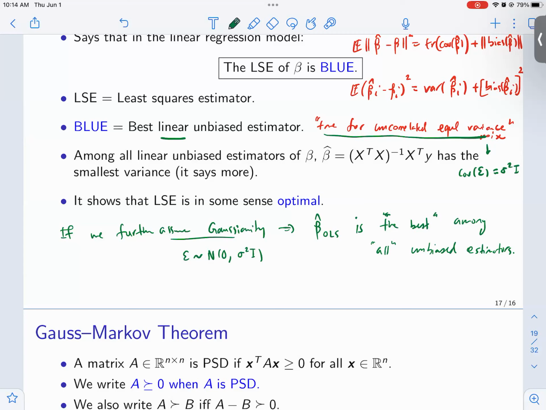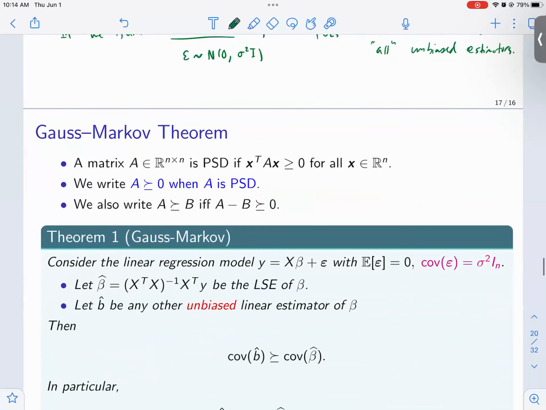So how do we say a matrix is the smallest? Matrices are not ordered. So the way to do it is by introducing order among positive semi-definite matrices, or not positive, sorry, not among symmetric matrices. The covariance matrix is a symmetric matrix. And if you remember positive semi-definiteness, a symmetric matrix A is positive semi-definite if x transpose A x is non-negative for all x. Sometimes we write it like this. This inequality means A is positive semi-definite. Okay, it's like non-negative.